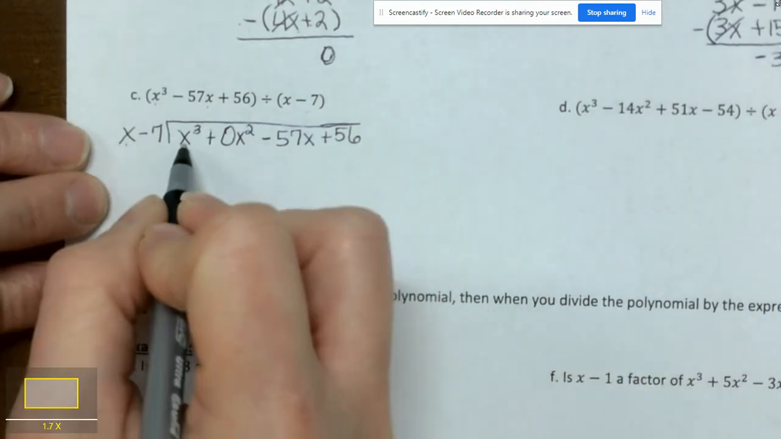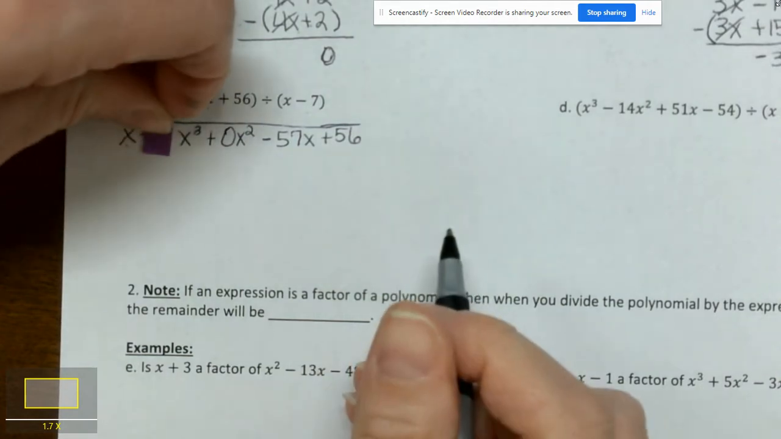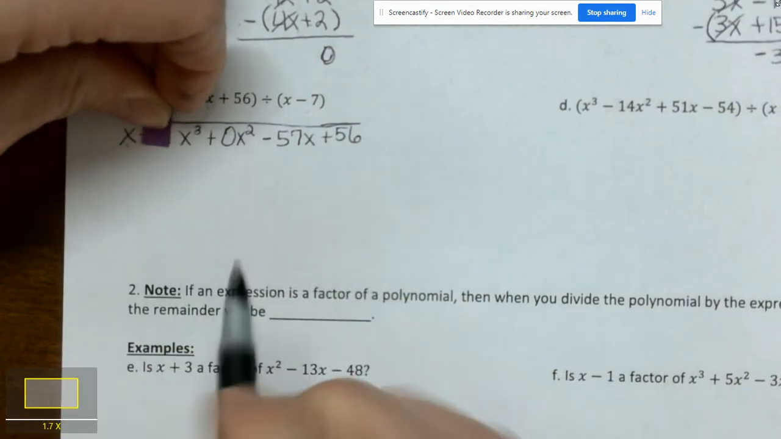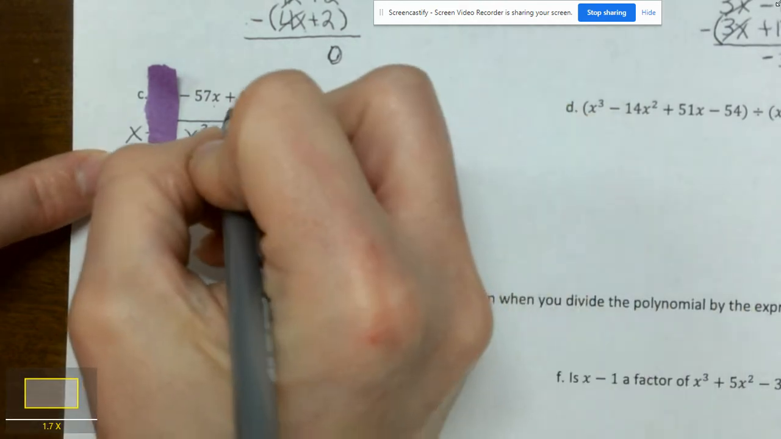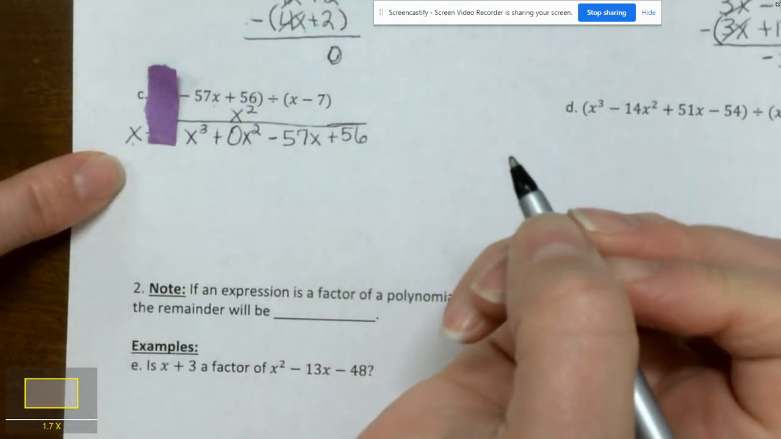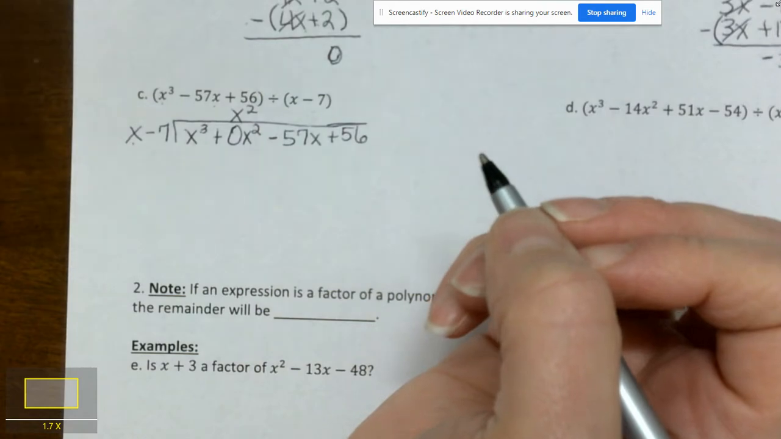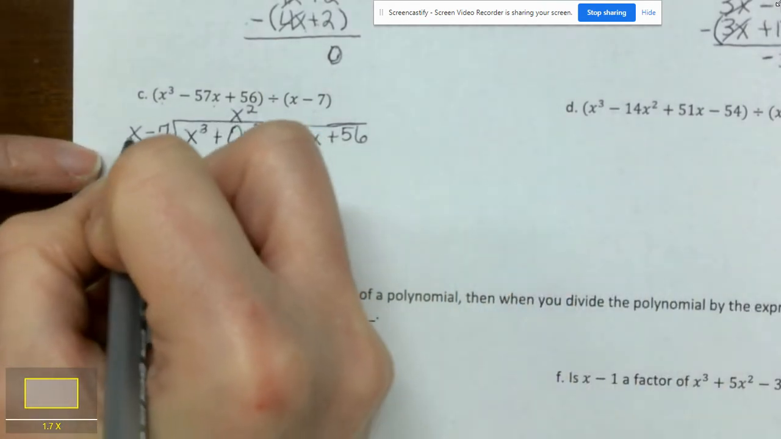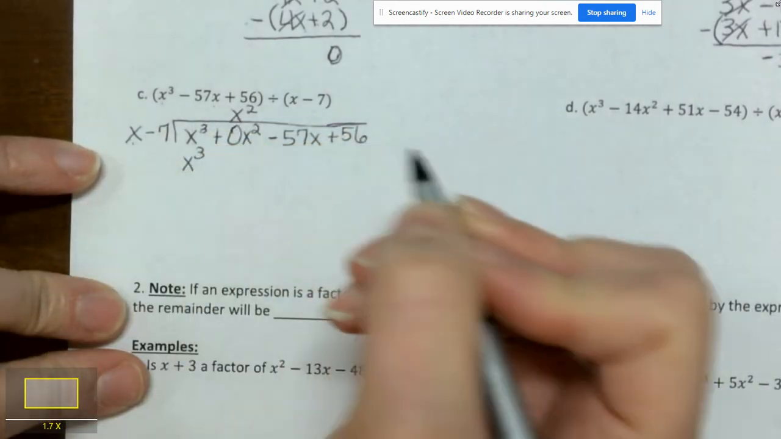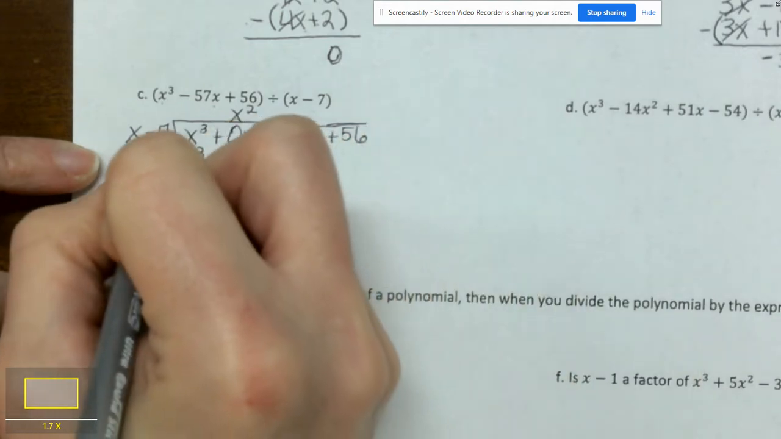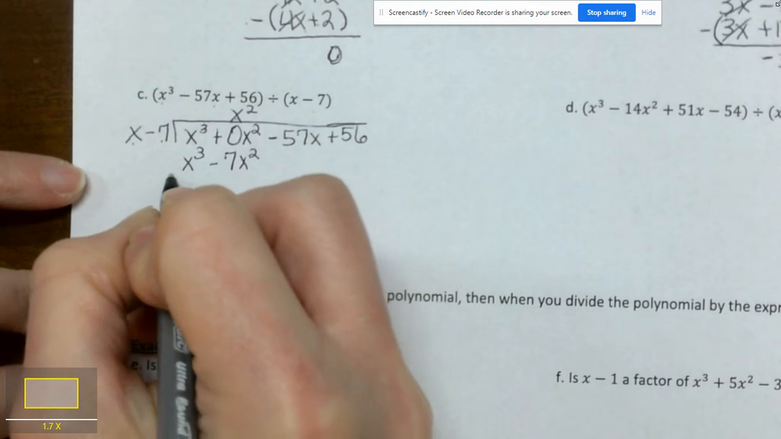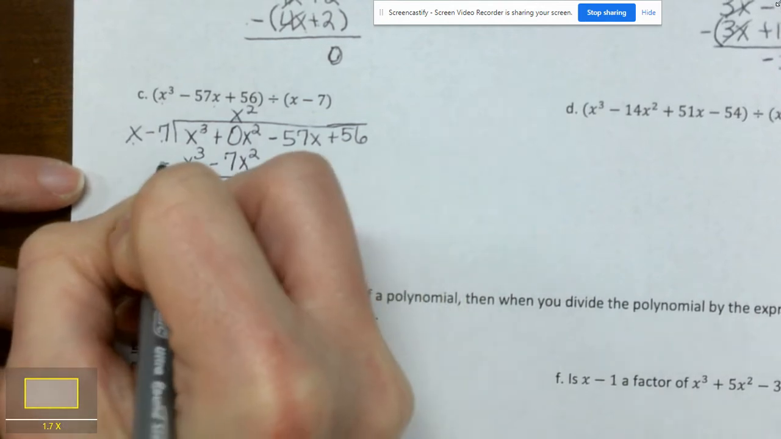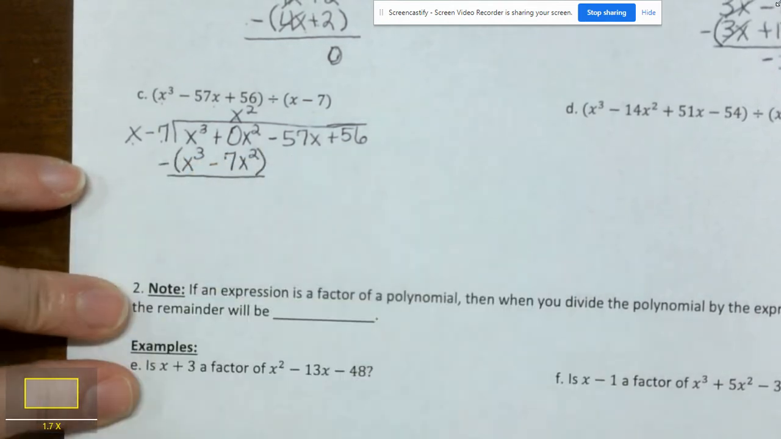X times what? Let me cover that minus 7 up again. So we're ignoring the minus 7 right now. X times what is x cubed? Well, that is x squared. Okay, take that away. X squared times x is x cubed. X squared times negative 7 is a negative 7x squared. Draw your line, subtract, and put parentheses around.